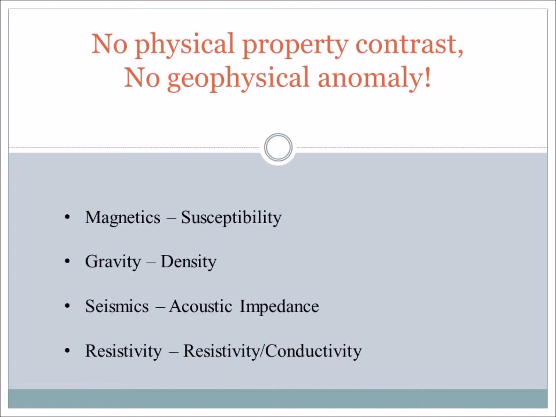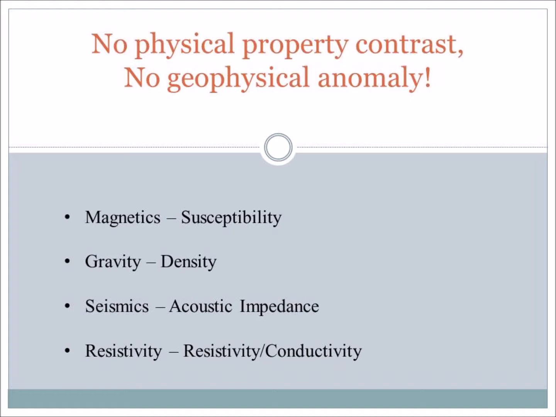So something very important to consider when taking geophysical measurements is that there's no point in making a measurement unless you have a physical property contrast between two rock types or within a rock type. What does that mean? If you're using magnetics, you need to have a change in magnetic susceptibility because you will actually pick up that change.